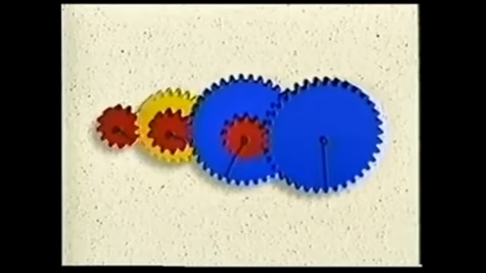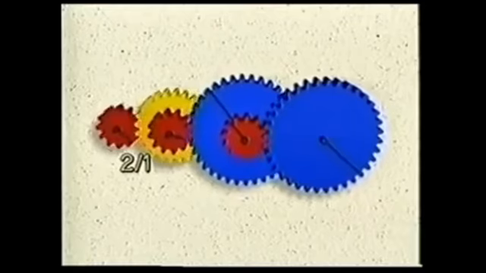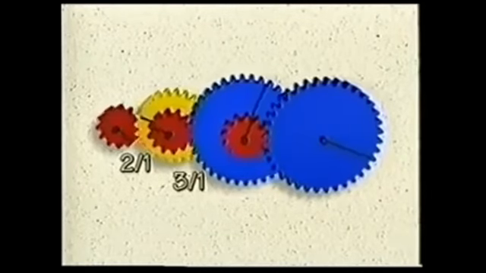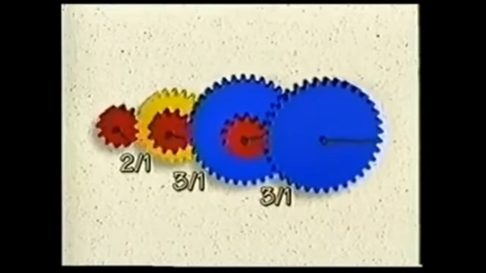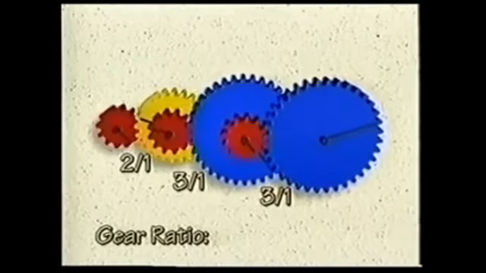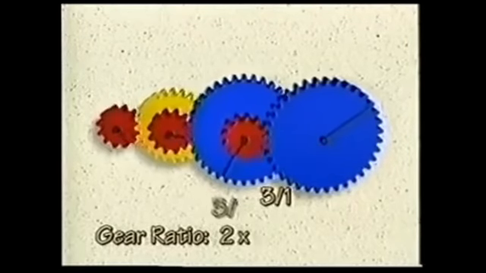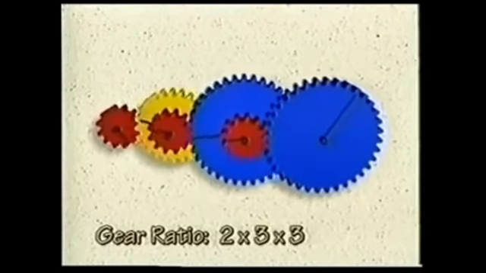In this compound gear train, we have ratios of 2 for the first pair on the left, 3 for the middle pair, and 3 for the pair on the right. The overall ratio for this gear train is 2 times 3 times 3, or 18.